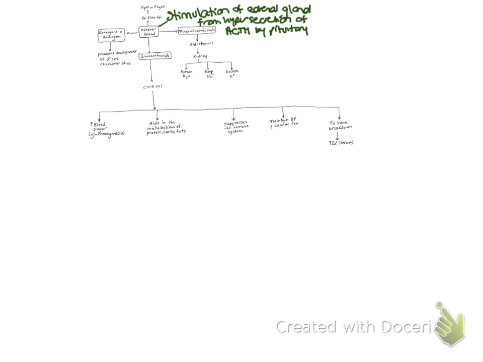So, clinical manifestations. Remember I was talking about all the different things that it does, like blood sugar and suppressing the immune system. This is more of looking at the clinical manifestations. So when we have stimulation of the adrenal gland from hypersecretion of ACTH by the pituitary, which is the Cushing's part, then we get an increased amount of estrogen and androgen.